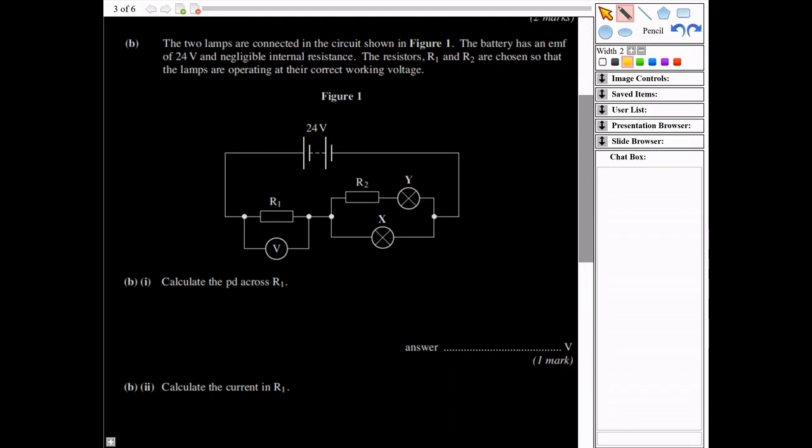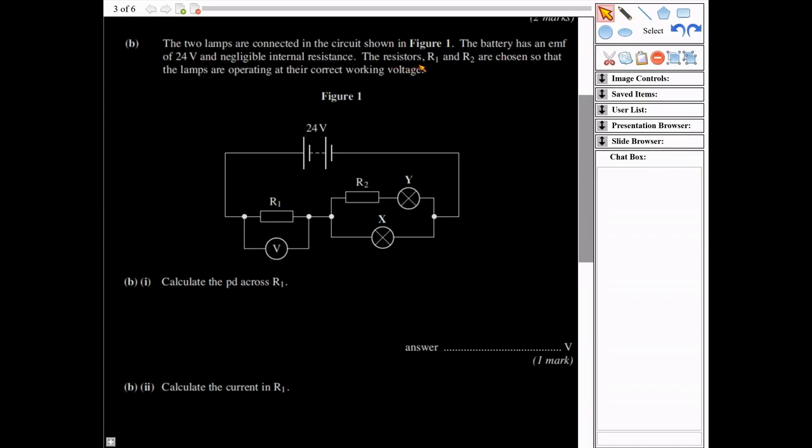It says the two lamps are connected in the circuit shown in figure 1. The battery has an EMF of 24 volts and negligible internal resistance. The resistors R1 and R2 are chosen so that the lamps are operating at their correct working voltage. Okay, and we've got our circuit set up like that. First of all, it says calculate the PD across R1. So that's the potential difference. That's basically, it wants to know the voltage on this voltmeter here.